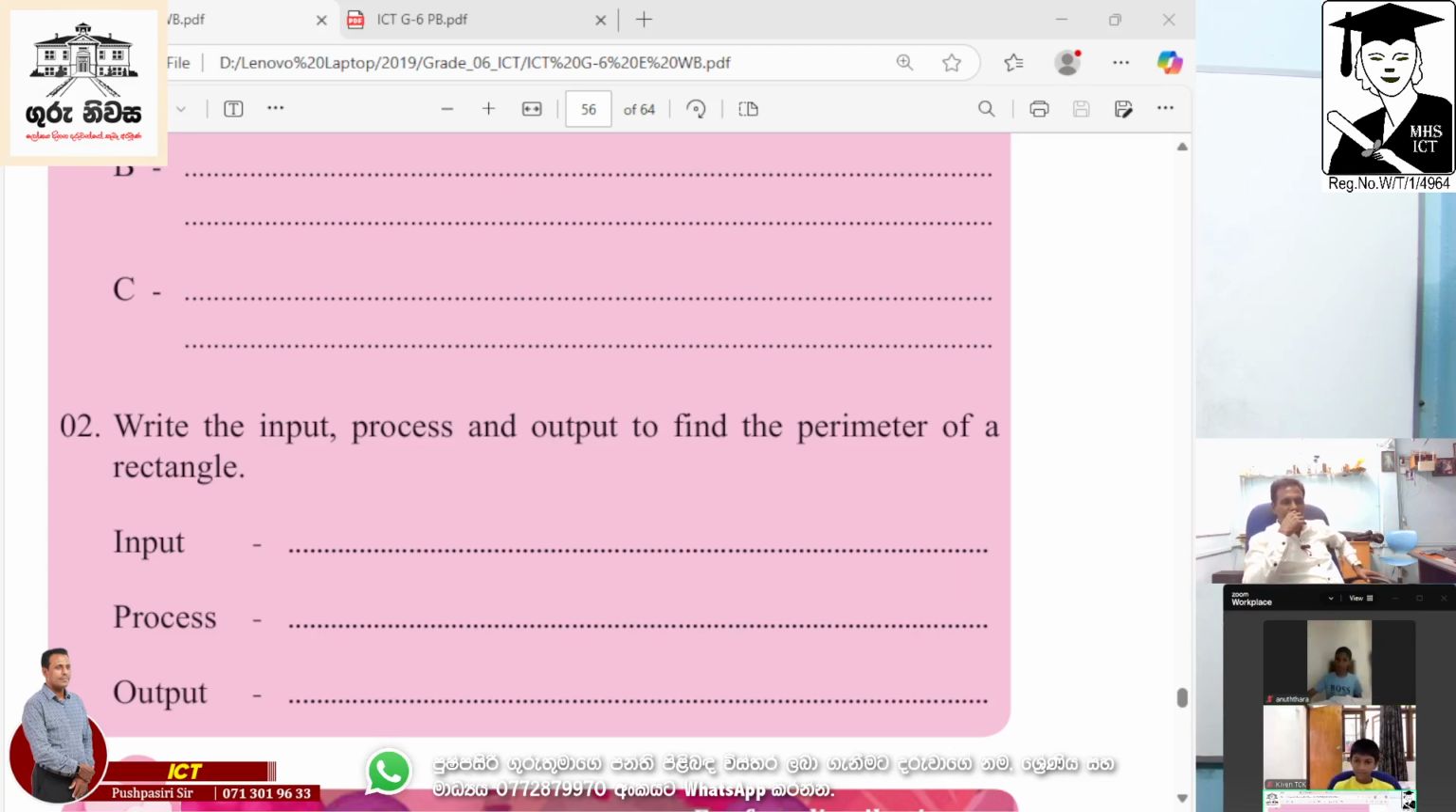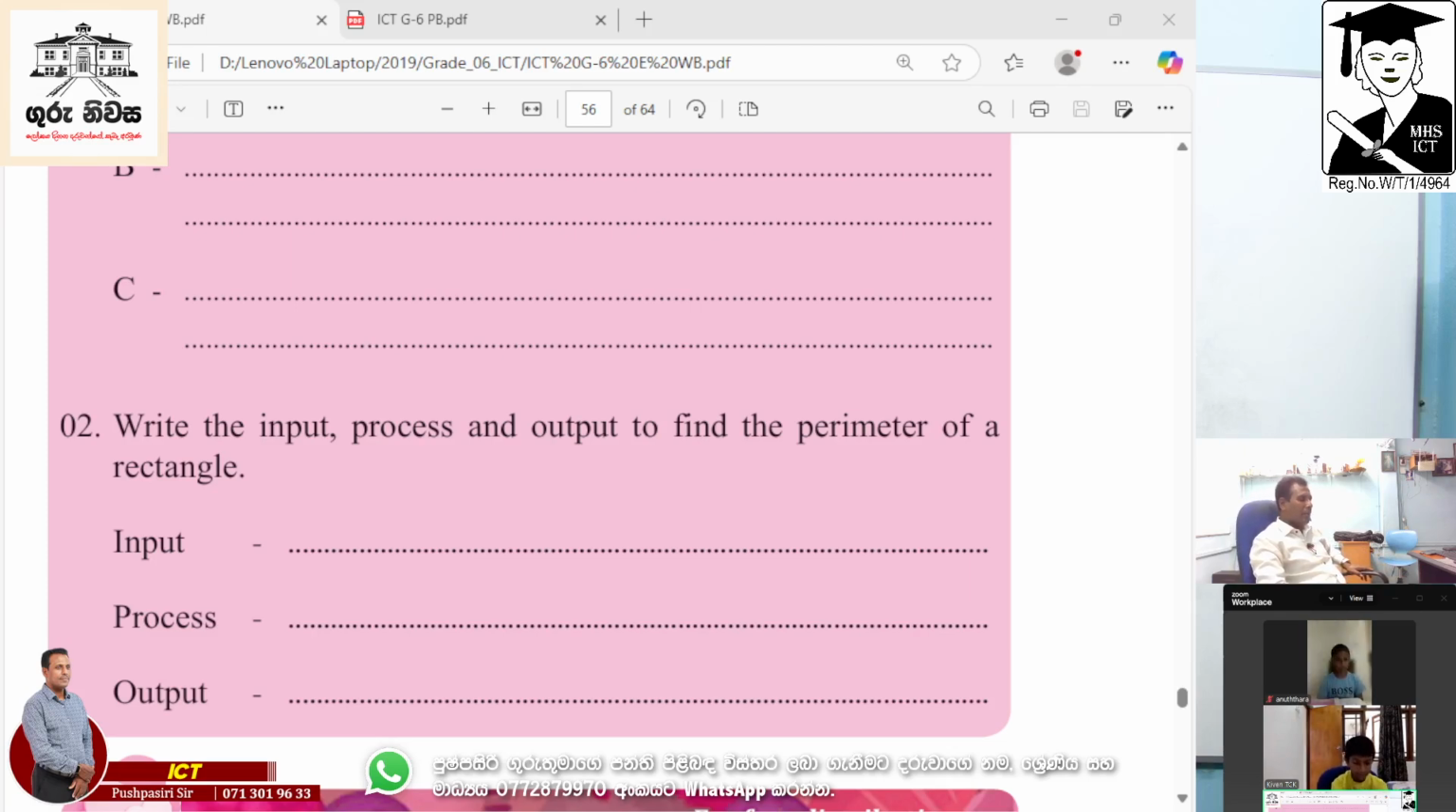අනුත්තර දැන් පැහැදිලිද? තේරෙන්නේ නැහැ sir. හරි. Write the input, process and output to find the perimeter of a rectangle. මොකද්ද perimeter කියන්නේ? Yes, Kevin, what is perimeter? Tell in your own words. The whole length of the rectangle. Yes, yes. The whole outline is called the perimeter. හරිද?